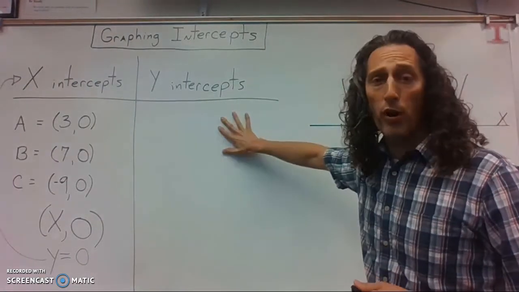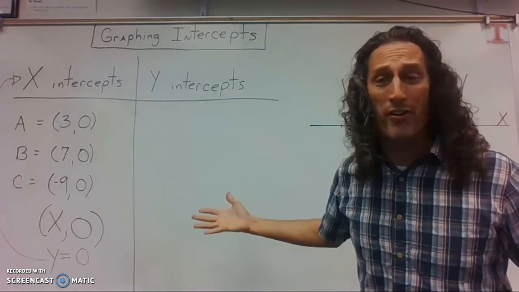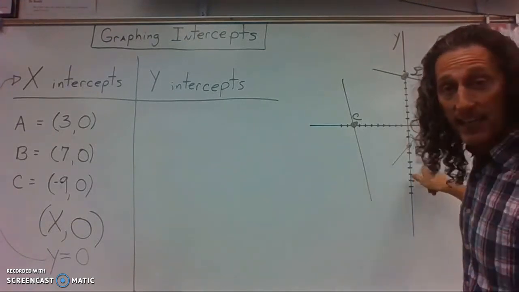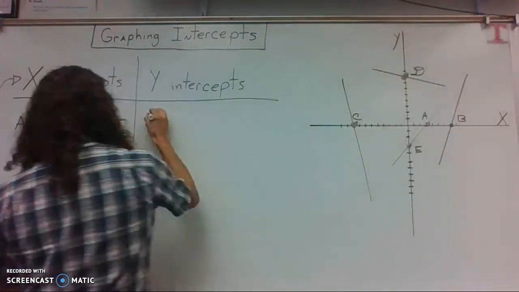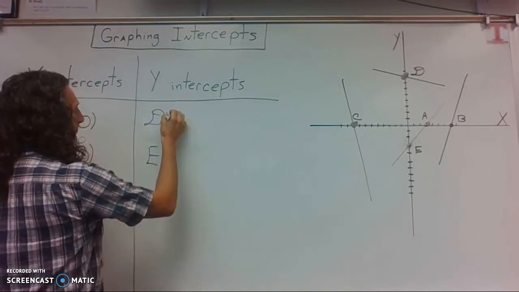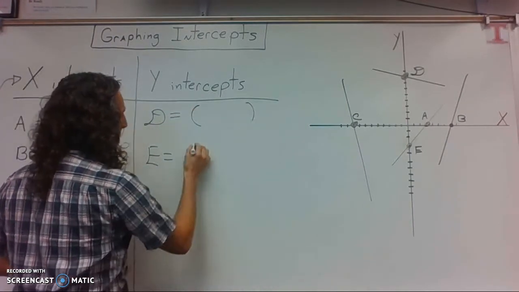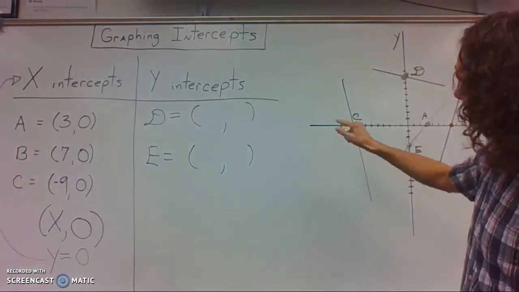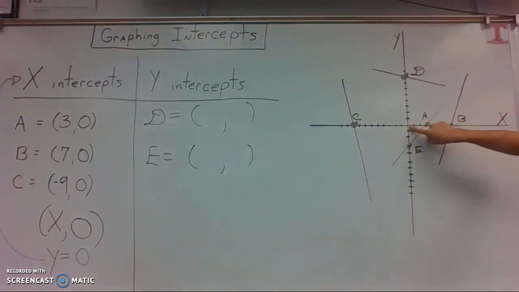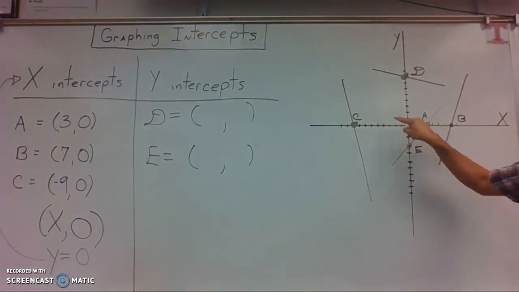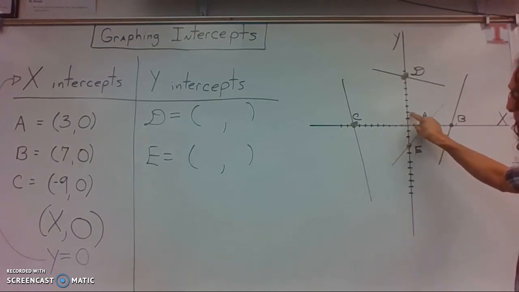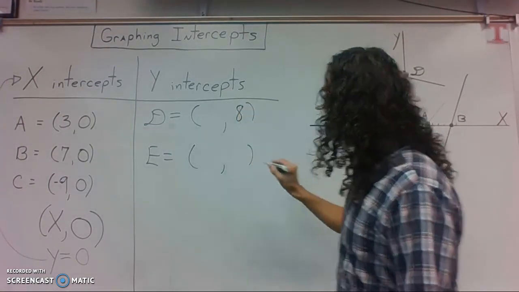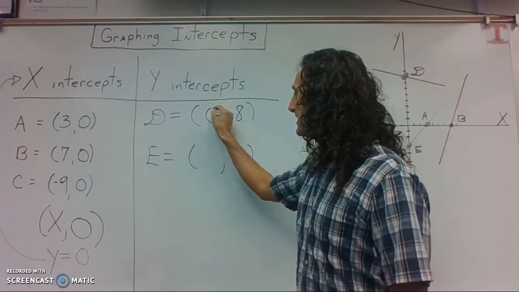Now let's move on to our y-intercepts, and because you guys are so smart, you probably already know what I'm going to say. Let's look at D and E, which are on my y-axis. Here's D, and here's E. We go back to the origin, right here in the middle. If I go to D, there's no sideways movement. There's no movement on the x-axis. So I just go 1, 2, 3, 4, 5, 6, 7, 8. So my y is 8. Because I didn't move side to side, the x is 0.